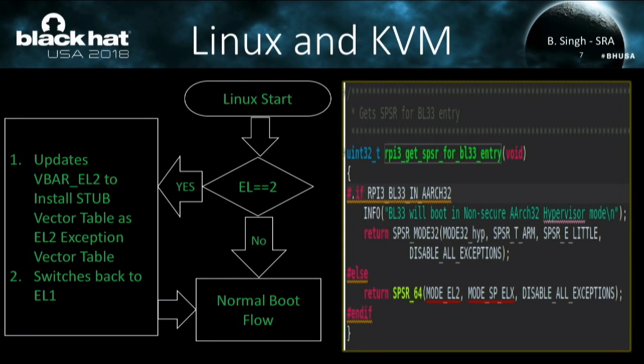And it is very common practice to start Linux in EL2 if the processor supports that mode. As you can see, this code has been taken from the ARM trusted firmware repo, and this is for the Raspberry Pi device. As you can see, the control is transferred into EL2 for these devices because they support that mode. And the chances are high that Linux will start in EL2, and so the stub vector table will be installed and KVM will be enabled.